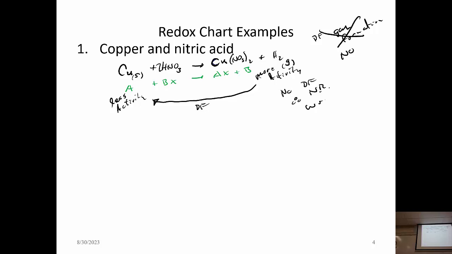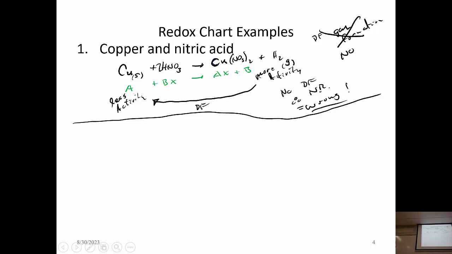But it turns out this is wrong. This is one of the exceptions. And so rather than memorizing all the exceptions, we'll just use the chart method. It's correct that there is no reaction for single replacement, but there is a reaction for redox. And so what is the redox reaction? So the first step is the inventory.